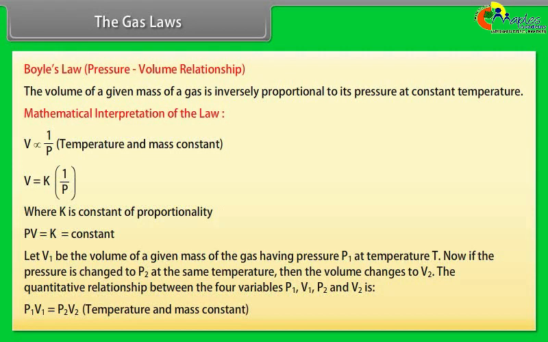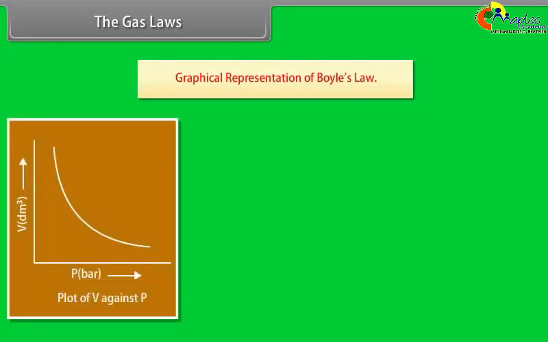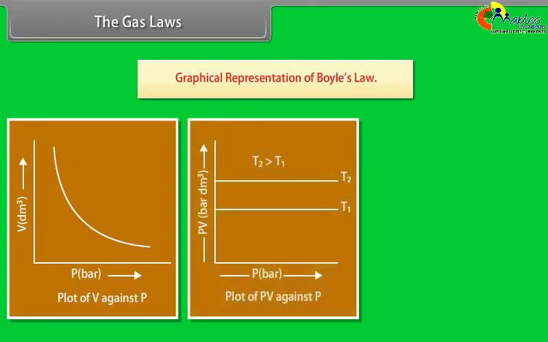Graphical representation of Boyle's law. It shows the plot of V versus P at a particular temperature. It shows as P increases, V decreases. It shows the plot of PV versus P at a particular temperature. It indicates that the PV value remains constant in spite of a regular increase in P.